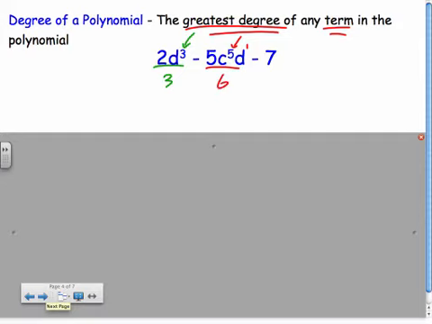That'd be to the 7th degree. And my constant, right, there's no exponents, that'd be the 0 degree. And all I look for is the greatest degree, just like we just talked about, the greatest degree of any term. So it looks like 6 would be my greatest degree. So this would be a sixth degree polynomial. Okay, so you just find the greatest degree of any of the terms.